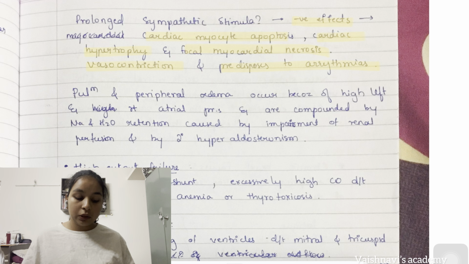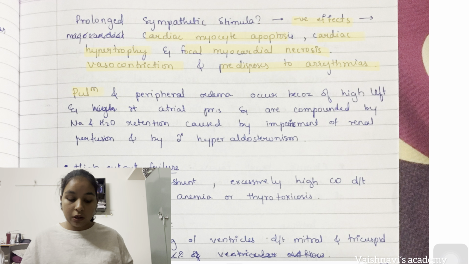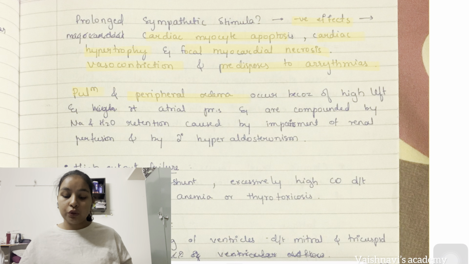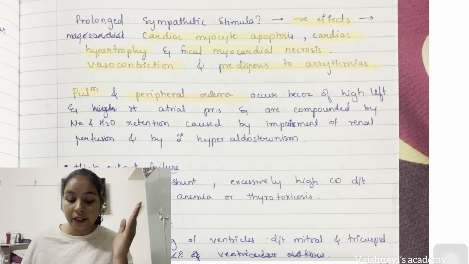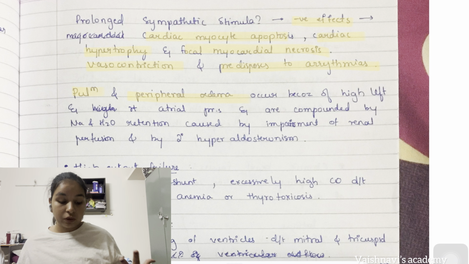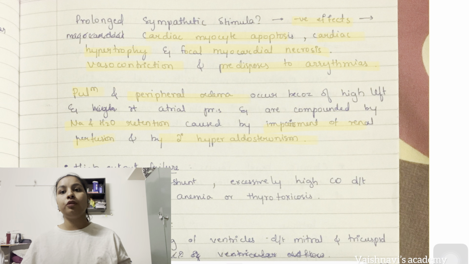Now we have pulmonary and peripheral edema that occurs due to high left and right atrial pressure. What will happen? Pulmonary and peripheral edema due to high left and right atrial pressures, compounded by sodium and water retention caused by impairment of renal perfusion and secondary hyperaldosteronism.